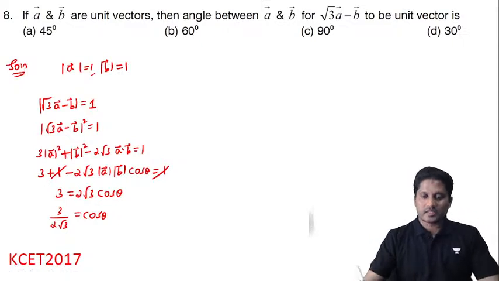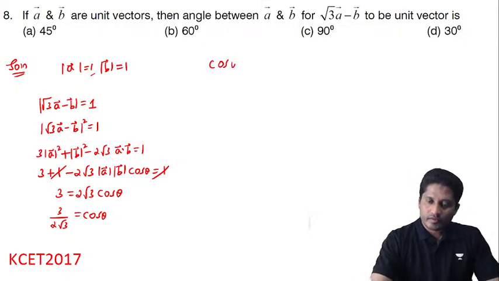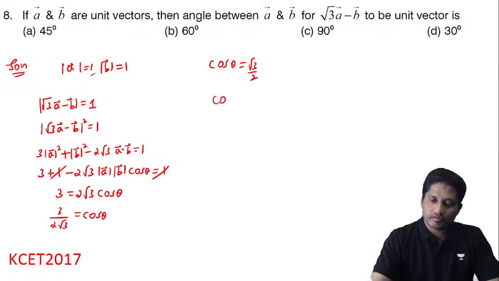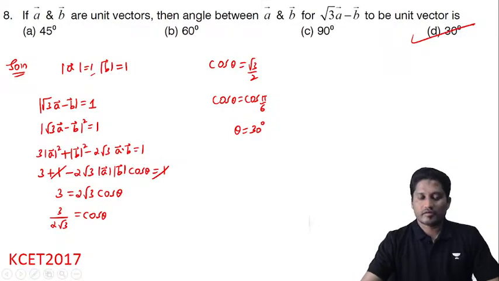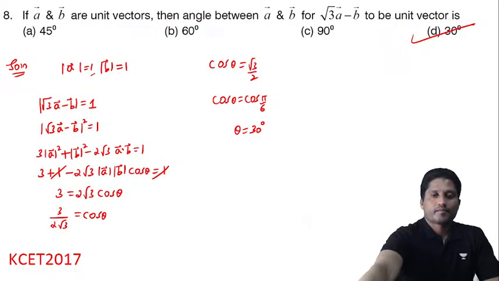Now this cos theta is equal to root 3 by 2. Now you get cos theta is equal to cos of pi by 6, because cos 30 is root 3 by 2. Theta is equal to pi by 6, that is 30 degree. Answer is option D. Let's move to the next question.